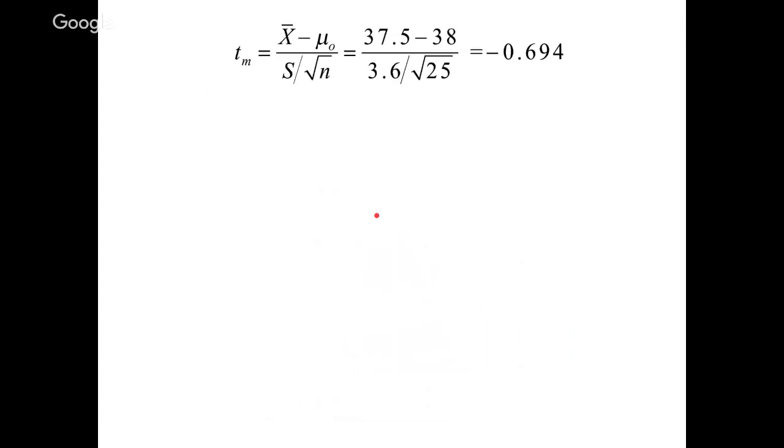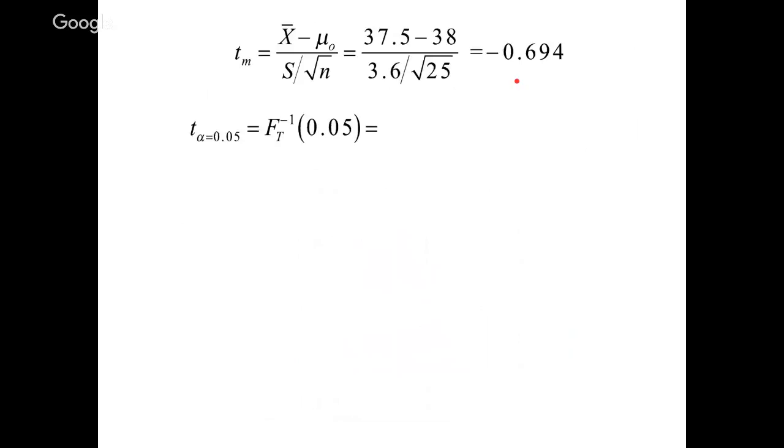And so in this case, because we don't know the population variance or standard deviation, we have to use the t statistic. And so remember, it's basically the same as before, except we're substituting the sample standard deviation for the population standard deviation. And again, we're basically just taking the deviation of our sample mean from the target mean, mu naught, which in this case is 38, and we're normalizing it by the standard error given this sample variance. And when we calculate that out, it works out to minus 0.694.